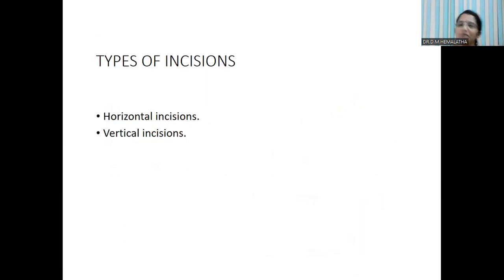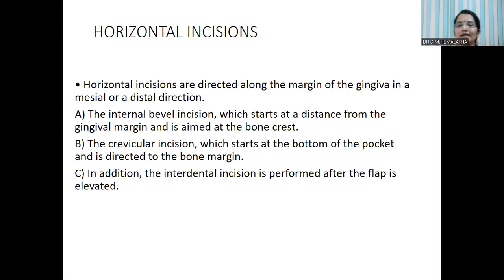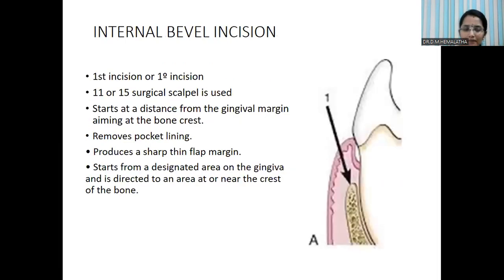So coming on to the types of incisions, we have major categories like horizontal and vertical incisions, based on the plane in which we are giving the incisions. Horizontal incisions are the incisions which are directed in the horizontal plane along the margin of the gingiva. We have three types of horizontal incisions, that is the internal bevel incision, crevicular incision and the interdental incision. Now I will explain each of them.